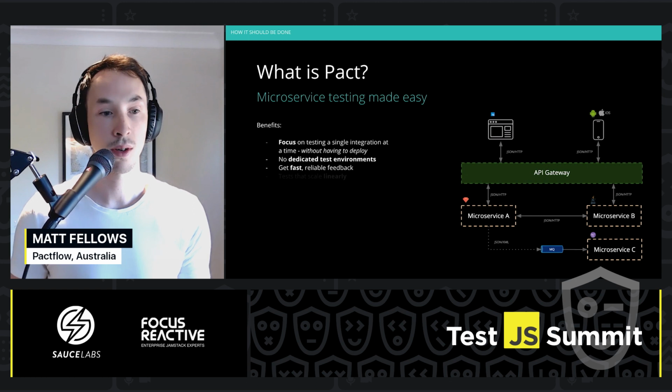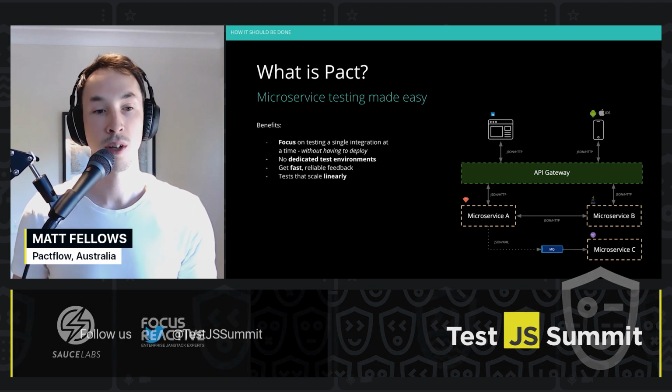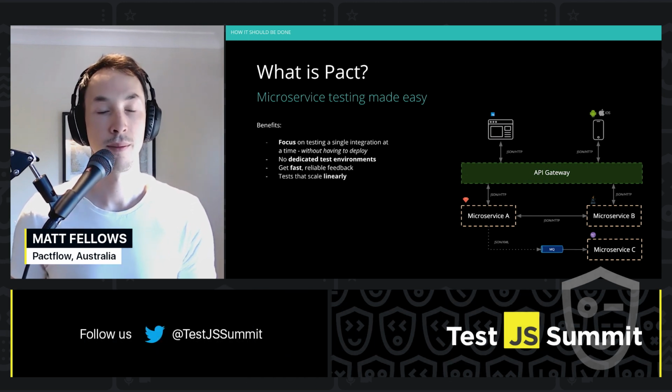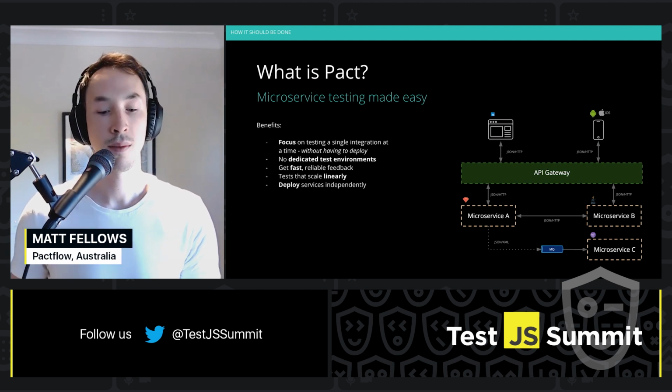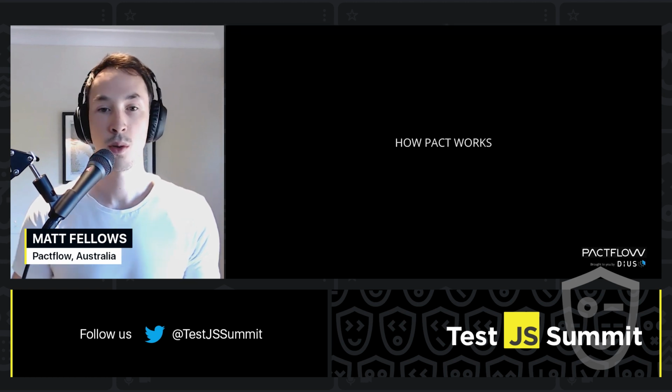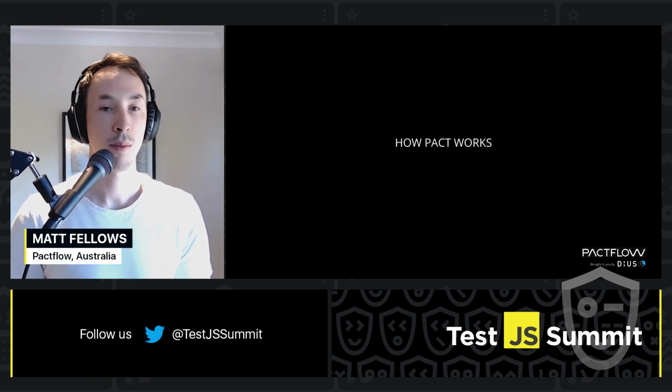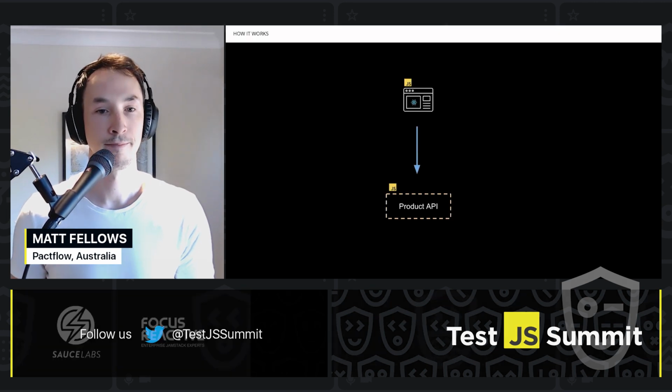You don't need to go digging through logs. This means those tests run really fast and they scale linearly. And last, because you're testing things independently, you can now release them independently. Okay, let's quickly talk about how Pact works, and then we'll show how it works in action.